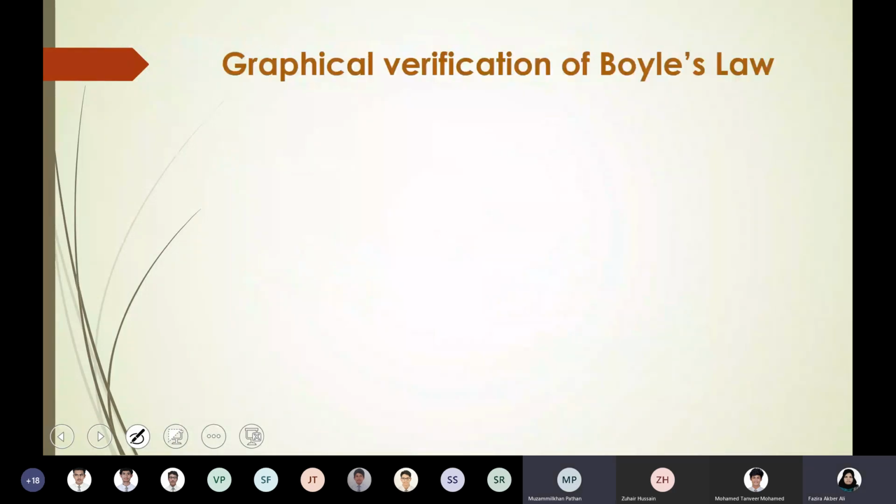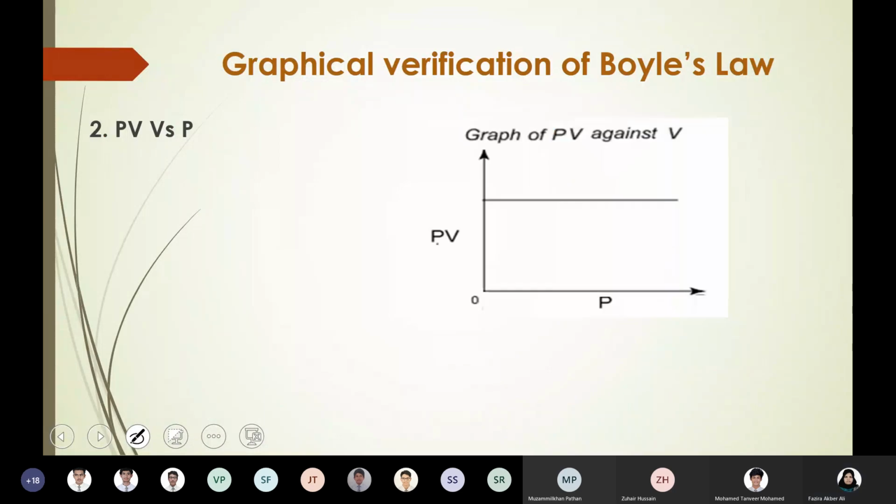The second graph for the verification is the PV versus P graph, which will be a straight line parallel to the x-axis. This is another way of verifying Boyle's law. If you want to verify whether your system is obeying Boyle's law or not, then you can plot the product of pressure and volume, PV, on the y-axis and pressure on the x-axis. The graph will be a straight line parallel to the x-axis.